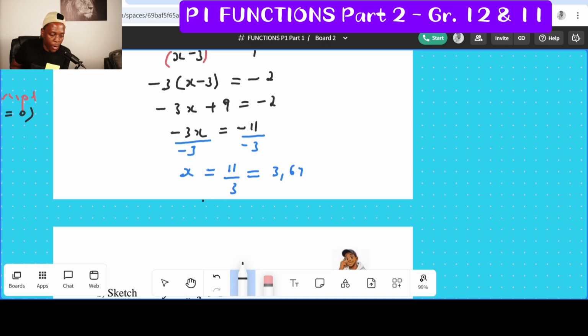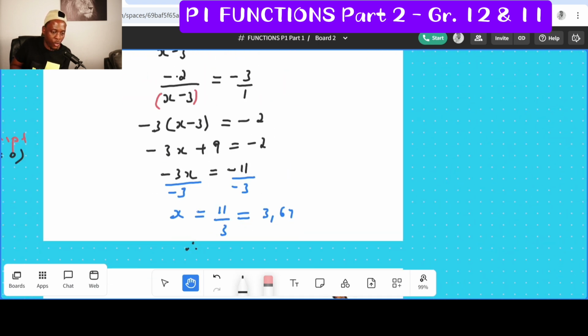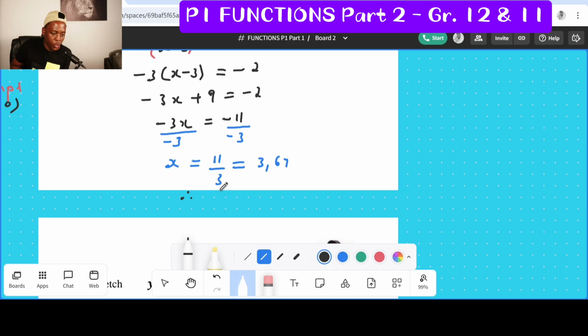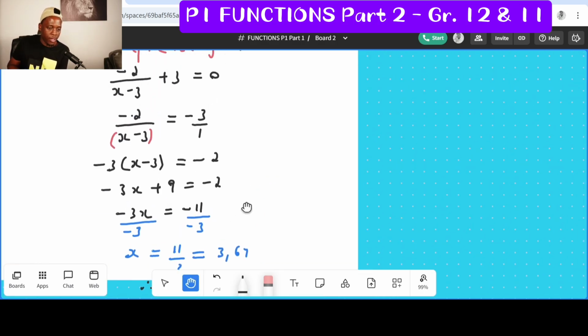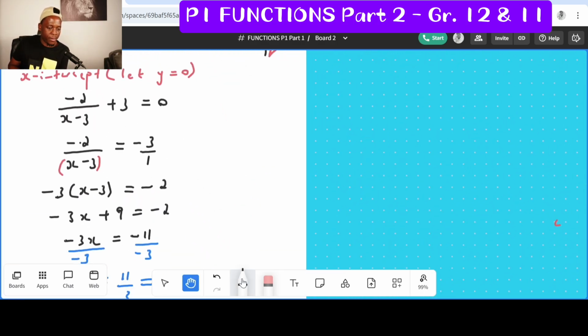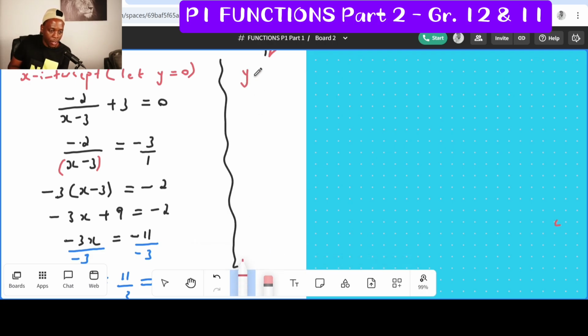So as a point, we're going to write, okay, this is our x-intercept where y is 0. So the x value, we found it to be 3,67 and y is 0. So we are done with the x-intercept. Now let's get to the y-intercept. Okay, the y-intercept.